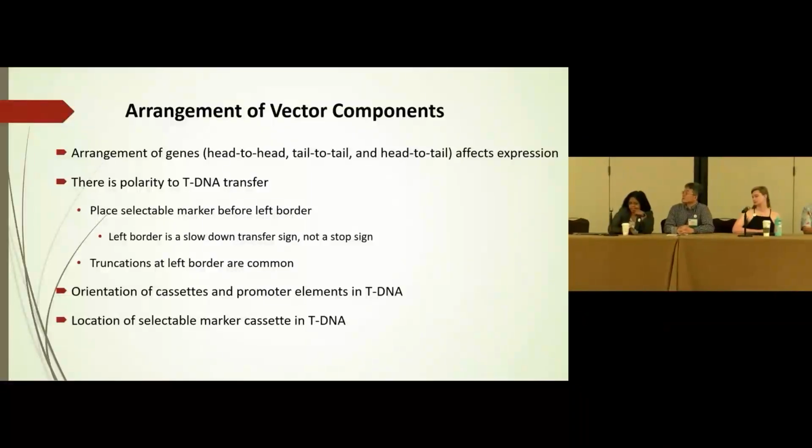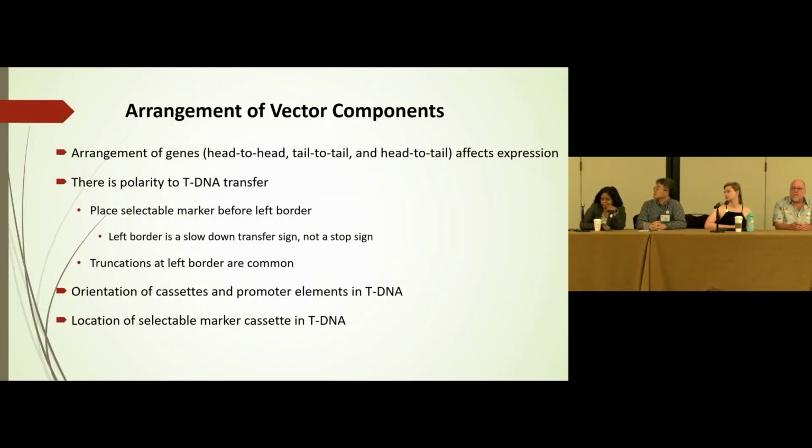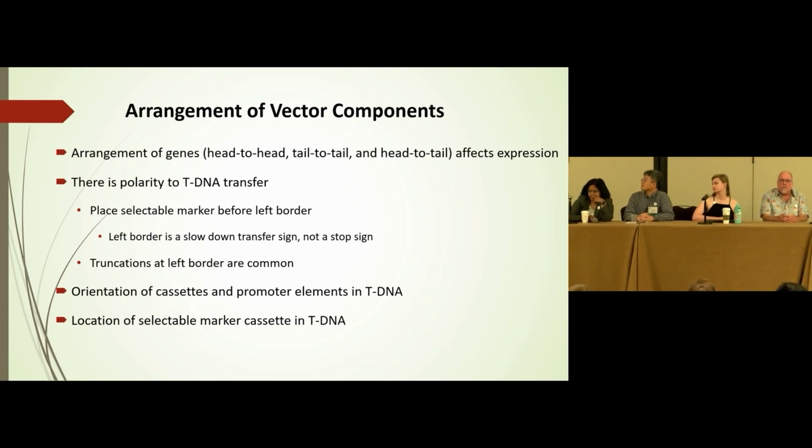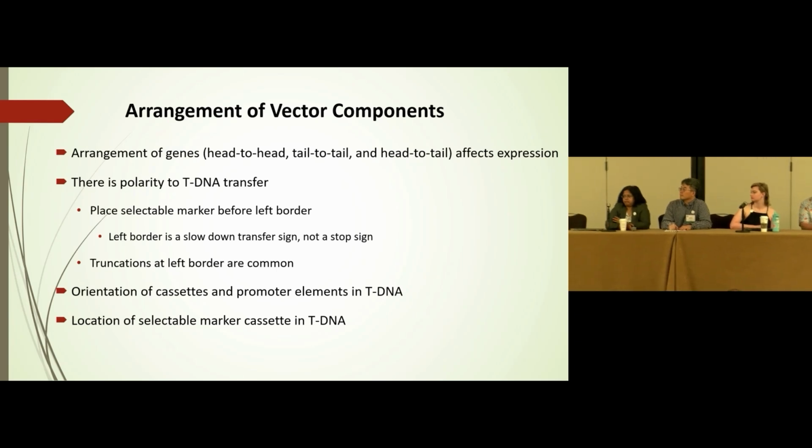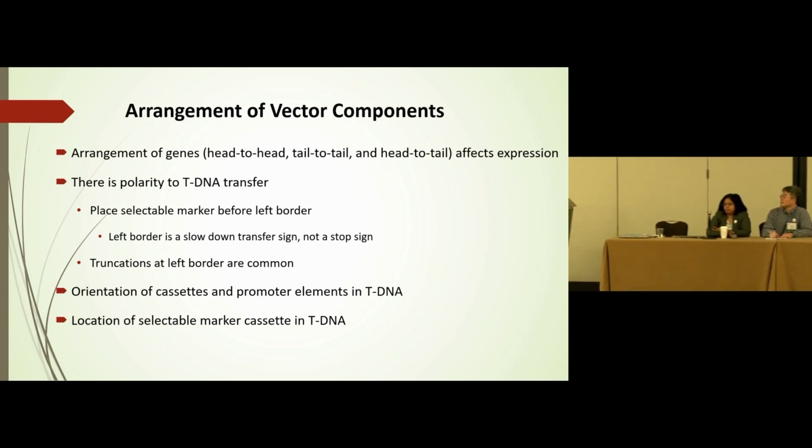Great. All right, I think we'll move on to the next topic, which is there's polarity to tDNA transfer. And you heard a bit about tDNA from both Vina and Kunsub. And it's important to place your selectable marker before the left border. I've seen people make the mistake and not do that. The left border, keep in mind, is a slow down. It's not necessarily a stop. You can get read-through. You can get part of that into your plant cells. And truncations at the left border are common.